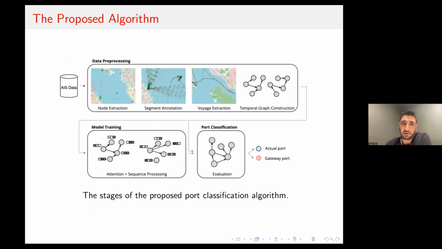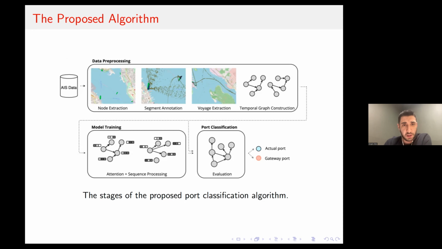The second one is the segment annotation step. We annotate our segments in such a way that they indicate whether they were obtained while in the port region or on the sea. And then we extract the voyages. So we now have the trajectories where the starting point is one port and the end point is another port. And then we construct our graphs. Here we are constructing a sequence of graphs. As this is a temporal graph, each graph corresponds to a day. So, for example, for Monday you have one temporal graph, the other day you have another one. So we construct these graphs.